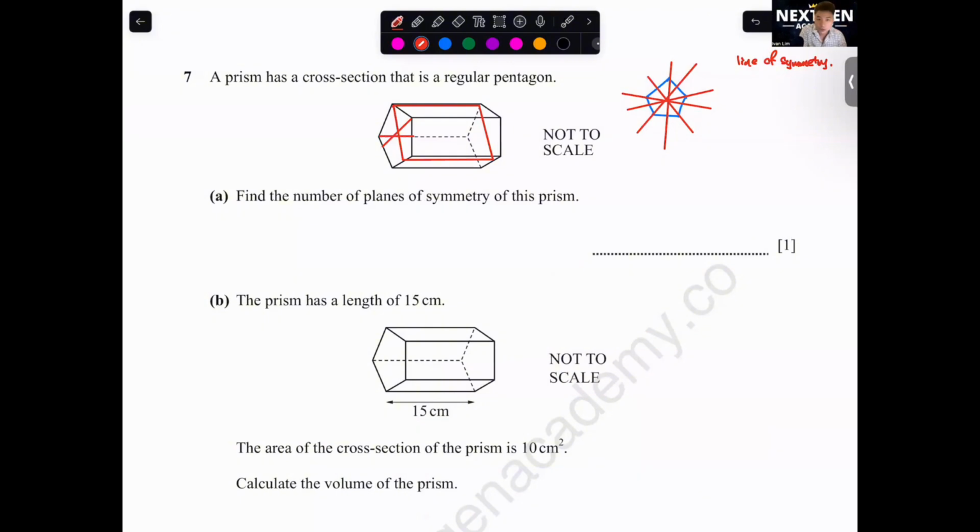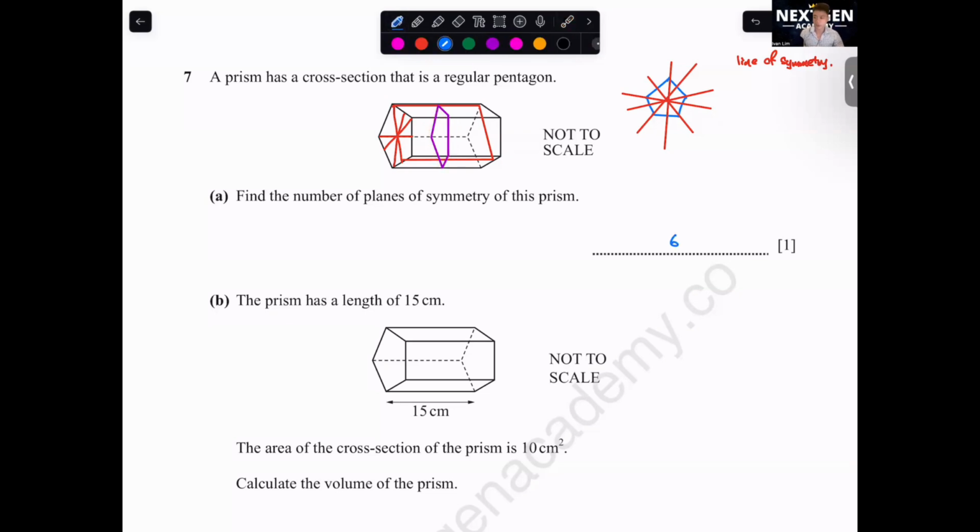Wait, I'll draw nicer. Something like this. One in the middle, very good, Ivana. One more we can draw is right in the center like this. Got it? Alright, so you can chop right in the middle for the 6th plane of symmetry.